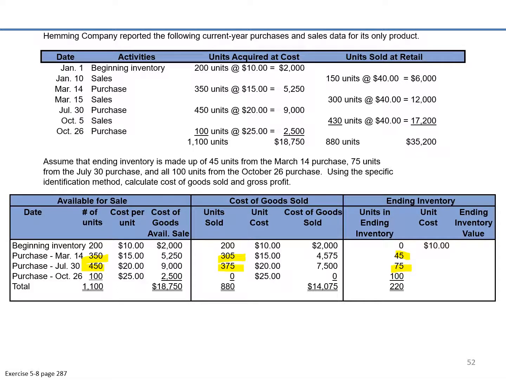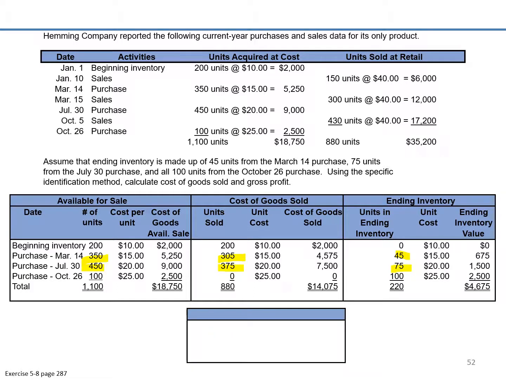Our ending inventory, we have 0 units left from the $10 per unit beginning inventory, so that's 0. 45 left at a $15 cost, so 45 times 15 is $675. 75 units left in ending inventory at a $20 per unit cost, so that's $1,500. And then 100 units left at 25 per unit cost, or $2,500. You add those up, you get $4,675.